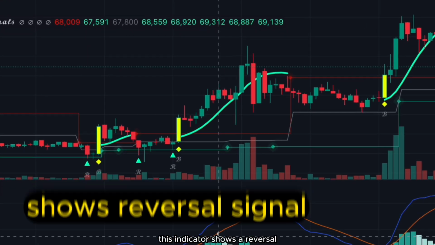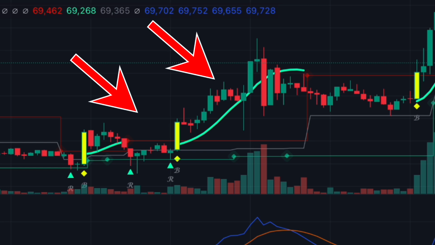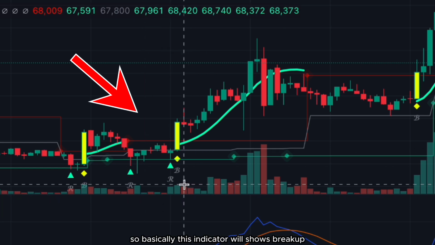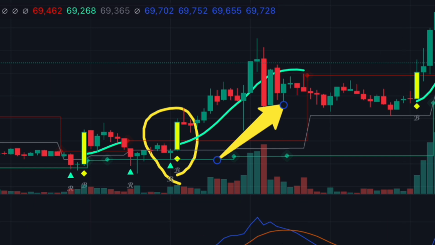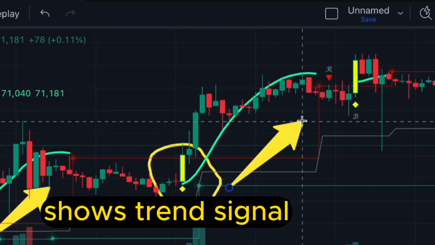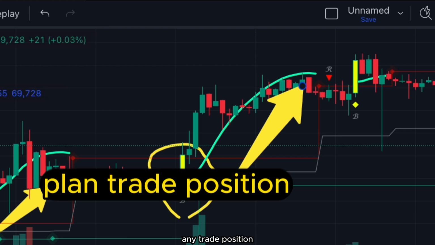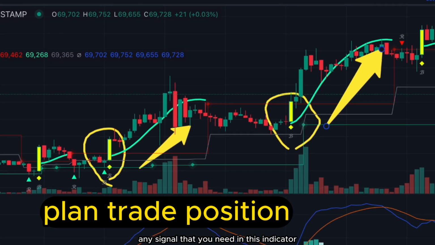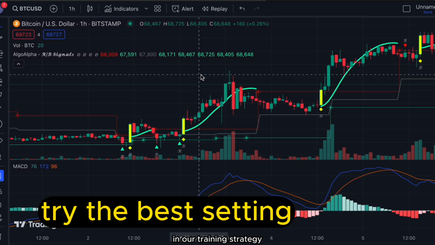This indicator shows a reversal breakout trend as shown in this diagram. Basically, this indicator shows a breakout and an increase in trend, and it shows a breakout and also an increase in trend. So this indicator will help you indicate any trade position, any signal that you need. In today's video, we are going to go through this indicator and try to optimize this indicator in our trading strategy.